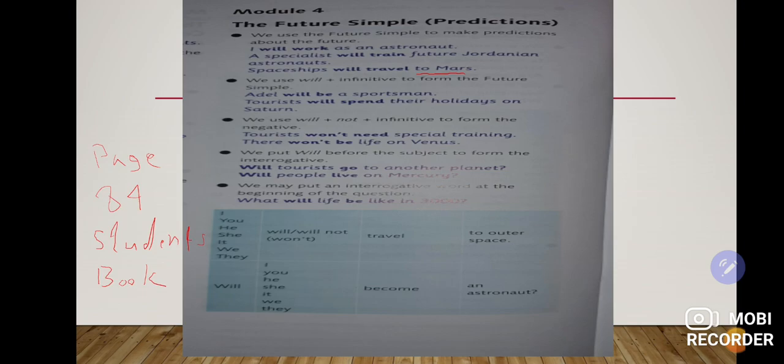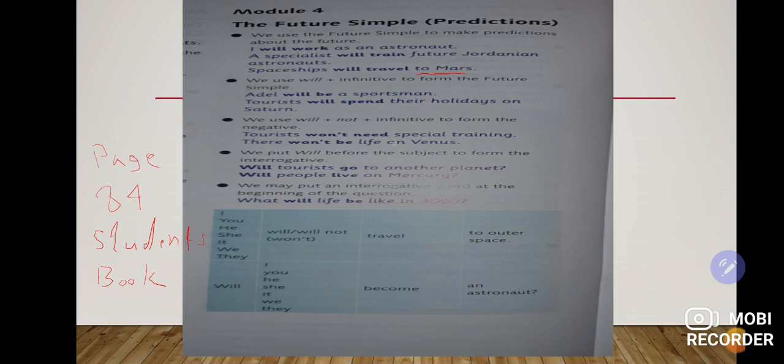Now, the second use of the future simple is we use will plus infinitive to form the future simple. Adil will be a sportsman. Tourists will spend their holidays on Saturn. The third use of the future simple is we use will plus not plus infinitive to form the negative. Tourists won't need special training. There won't be life on Venus.